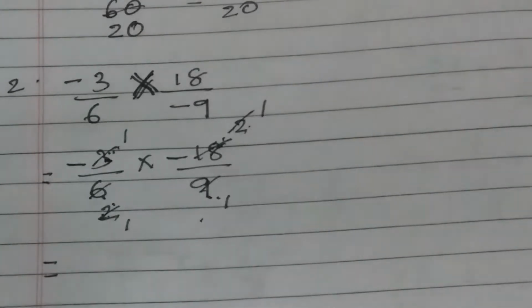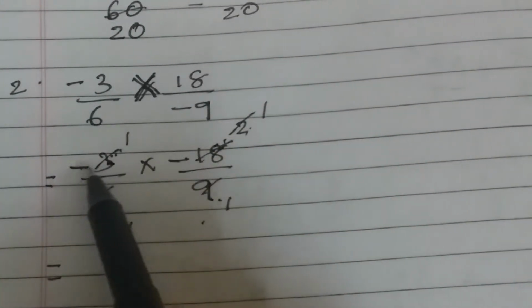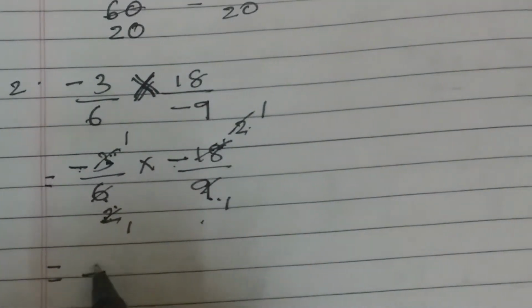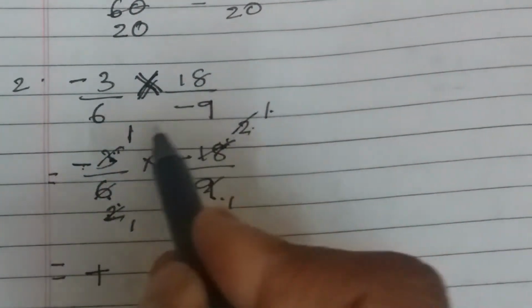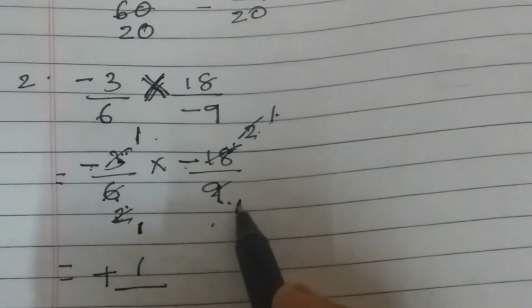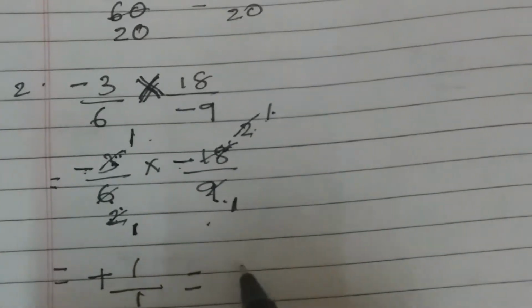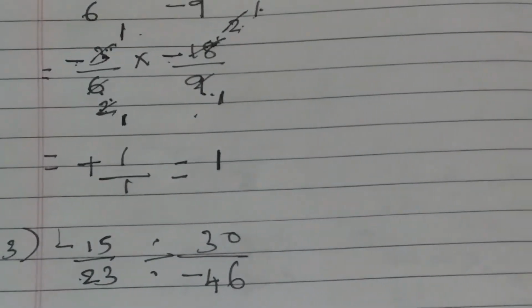So before you multiply the numbers, you multiply the signs first, minus into minus. When you multiply two same signs, the answer is positive. What are the leftover numbers on the numerator? 1 and here 1, 1 ones are 1. In the denominator, we have 1 here, 1 ones are 1. So when you divide 1 by 1, the answer is 1. So 1 is the answer for this sum. And see the next one.